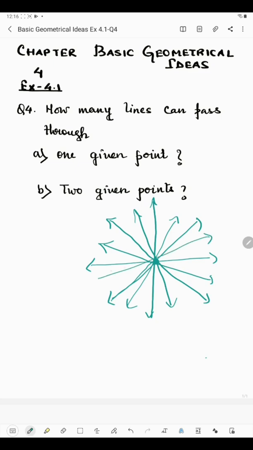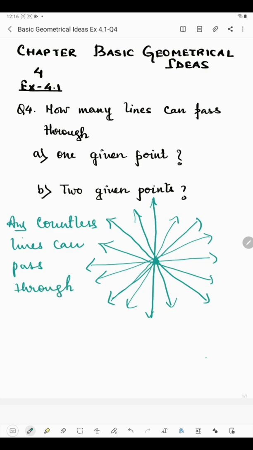So we will write countless lines can pass through one given point. Okay.